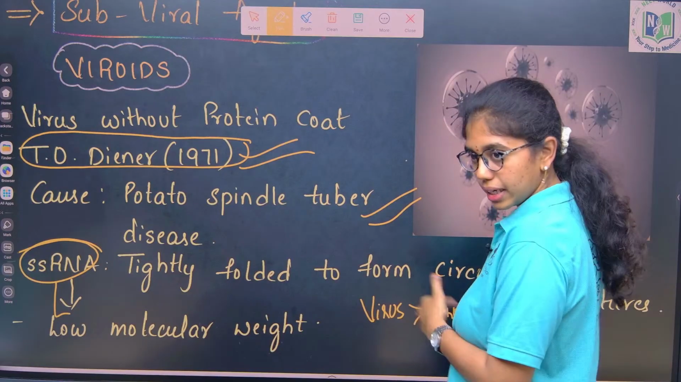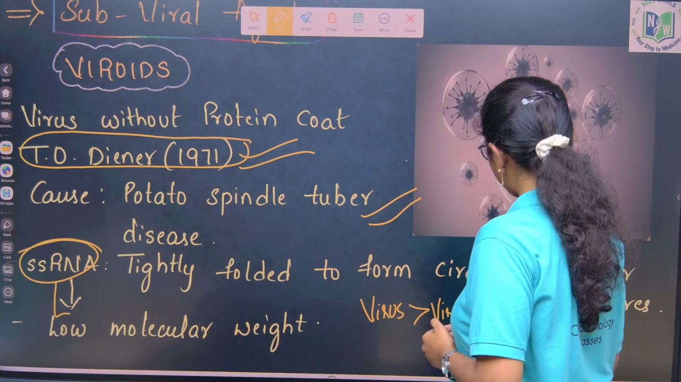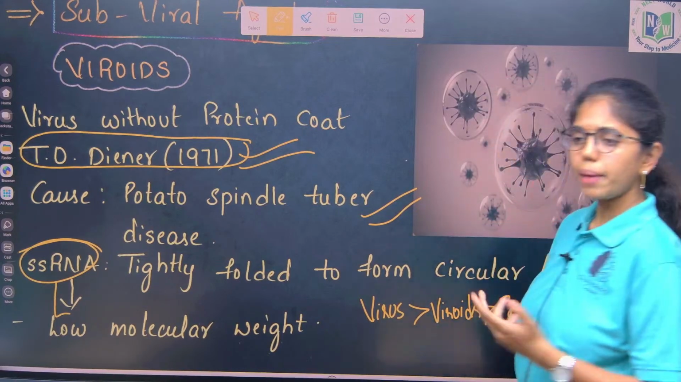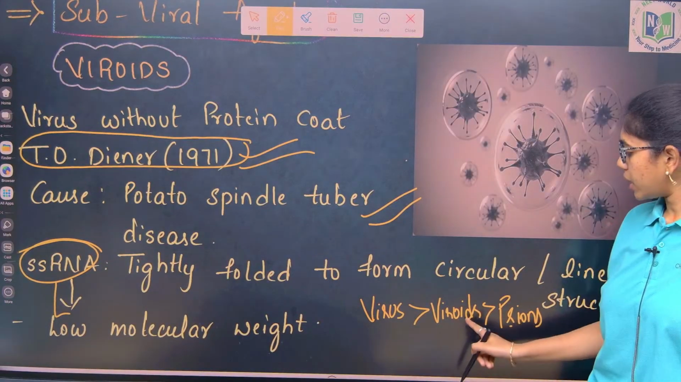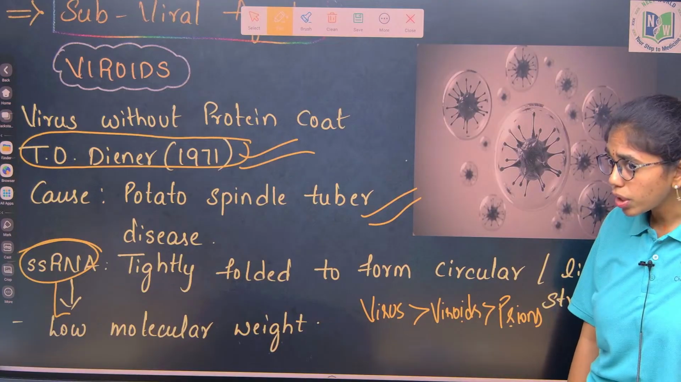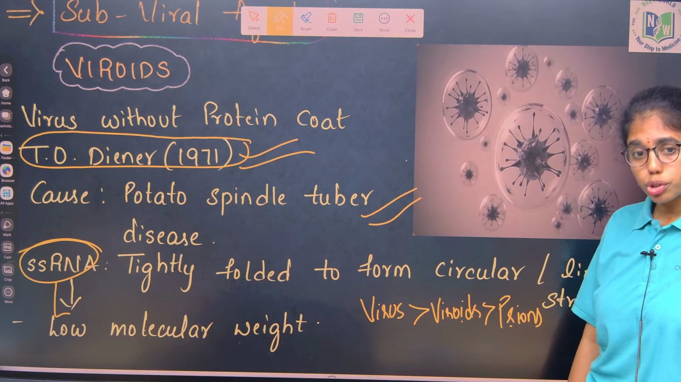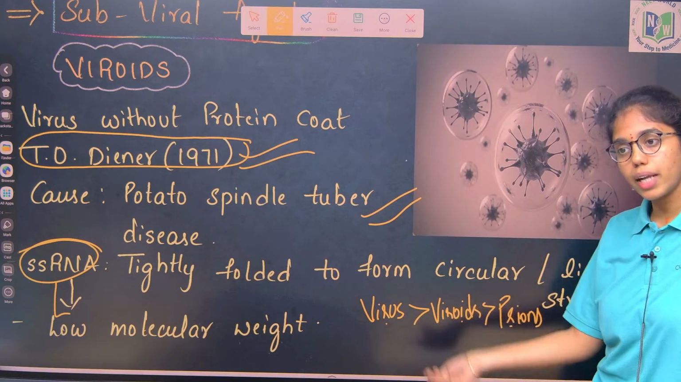In the descending order I am showing you. Lastly is prions, because prions are abnormally folded proteins. Proteins are made up of amino acids. But genetic material which is present in viroids is made up of nucleotides. Each nucleotide is again composed of sugar, phosphate group and nitrogen base. Virus has both protein coat and the genetic material.